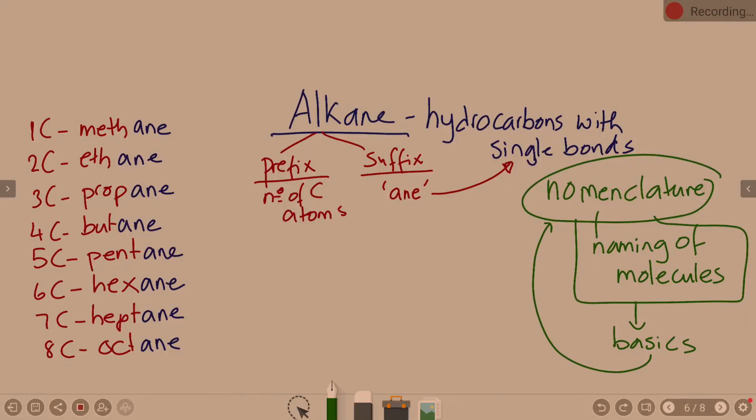This is the term we use for how we actually name molecules and compounds. With organic chemistry, because we're going to go into different types of molecules, we're not always going to have them this simple, so you need to be able to know how to name them. We start off with the basics. With all alkanes, you start off with the number of carbons as your prefix, and then the suffix for alkanes will always be "ane".